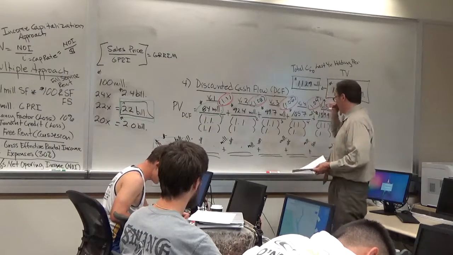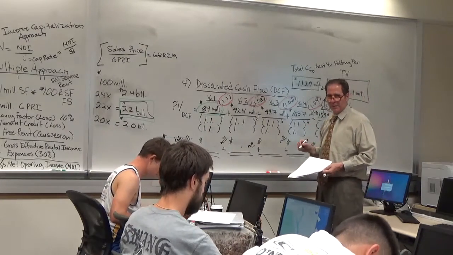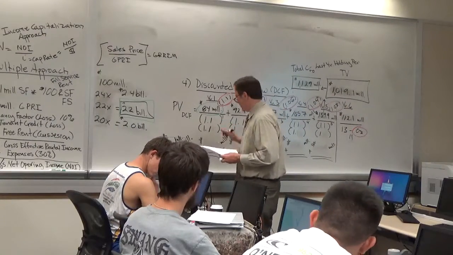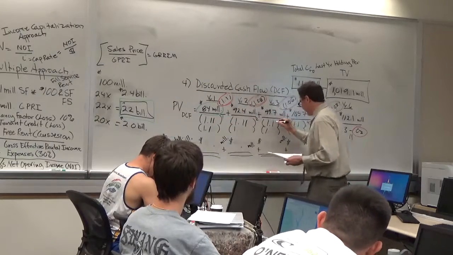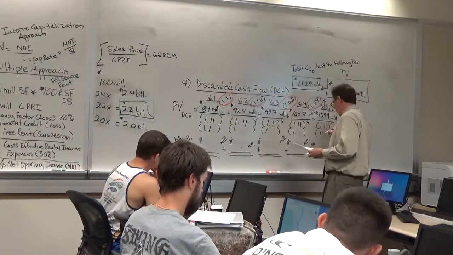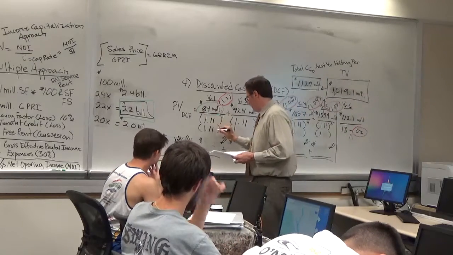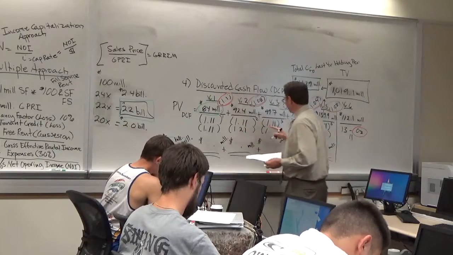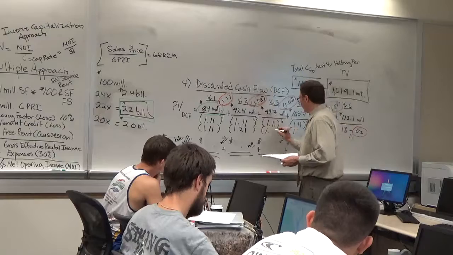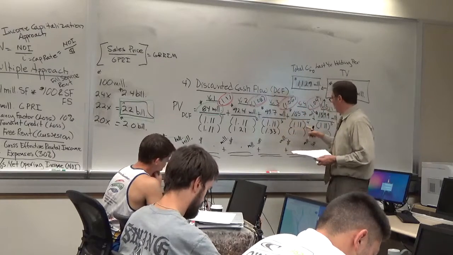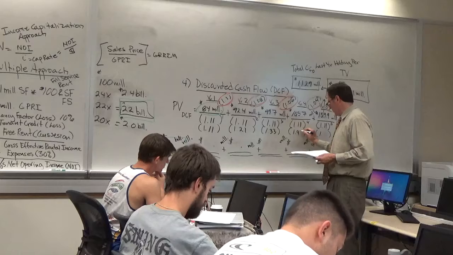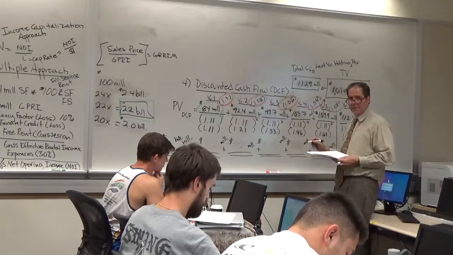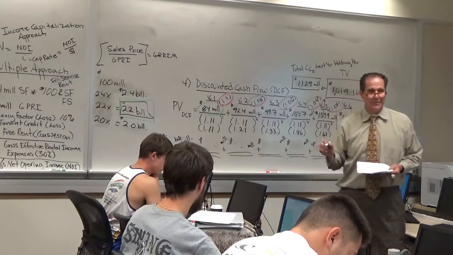Yes. Okay, thank you. And then what's our discount rate? What's our expected return? 11%, got it. Can you calculate the discount factors for me? So, what's 1.11 squared? 1.21. What's 1.11 cubed? What's 1.11 to the fourth? And what's 1.11 to the fifth? Is that correct? Yeah. Okay.